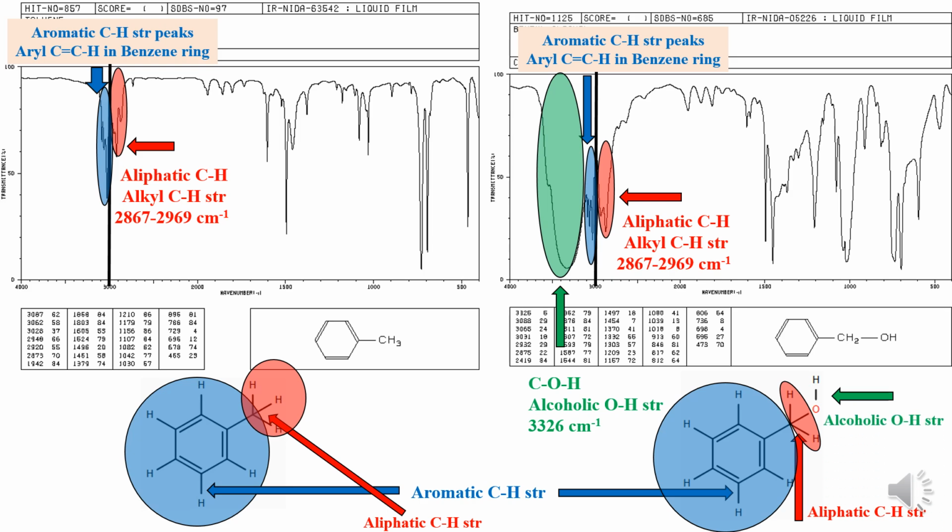Now the OH group, that is the alcoholic OH group, stretches at a higher wave number because the OH bond is highly polar. It is polar as compared to the CH bond. And because of the increased dipole moment and polarity, you find the appearance of this absorption peak at a higher wave number. So the greater the polarity of the bond, the greater the dipole moment, and hence it absorbs at a higher frequency.